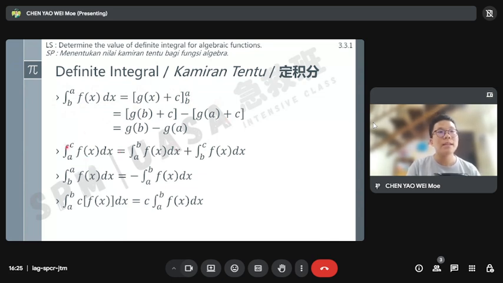For the definite integral, you can know the relationship like this. If this is the integral from a to c of f(x) dx, we can say it is actually combined from a to b of f(x) plus b to c of f(x). I separate a and c, with the same variable b.